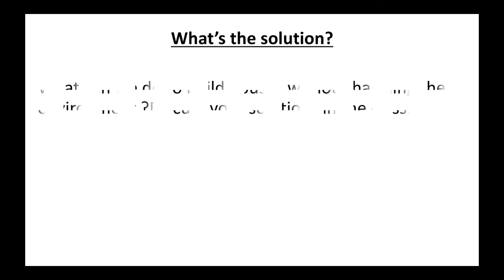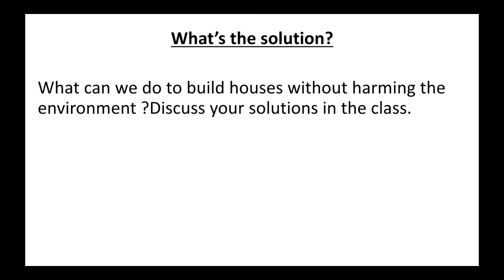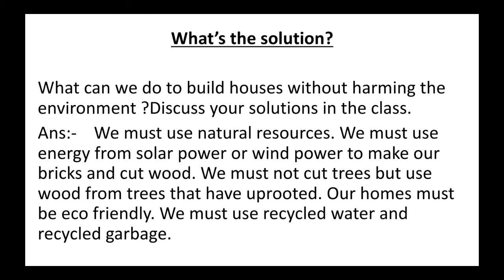What's the solution? What can we do to build houses without harming the environment? Discuss your solution in the class. We must answer, we must use natural resources. We must use energy from solar power or wind power to make our bricks and cut wood. We must not cut trees but use wood from trees that have uprooted. Our homes must be eco friendly. We must use recycled water and recycled garbage.